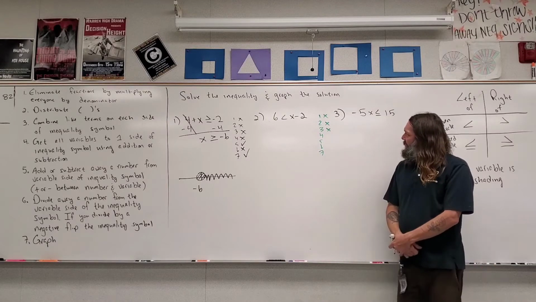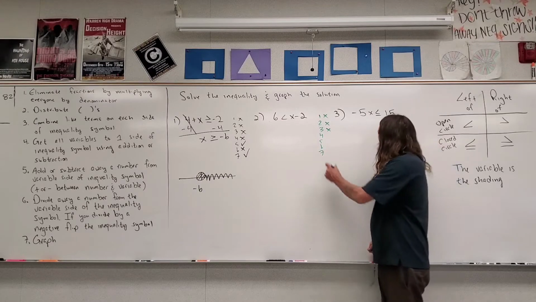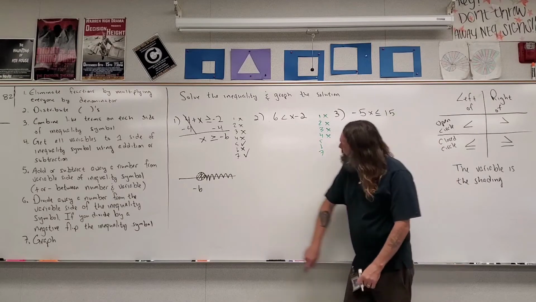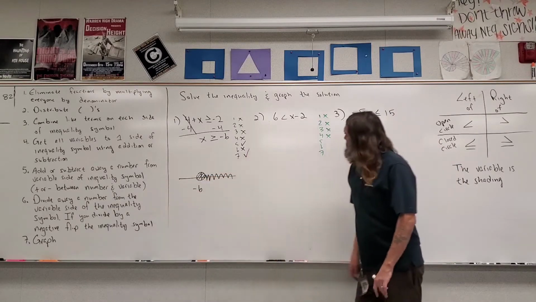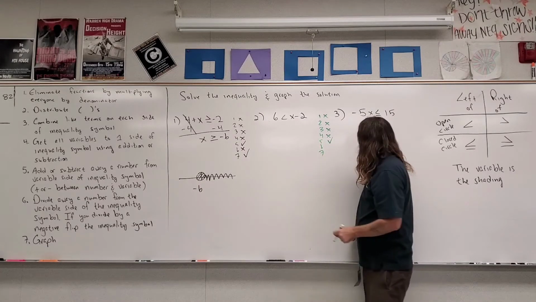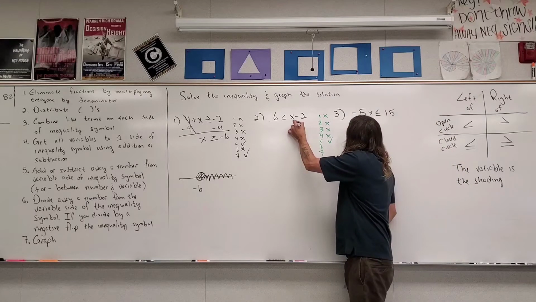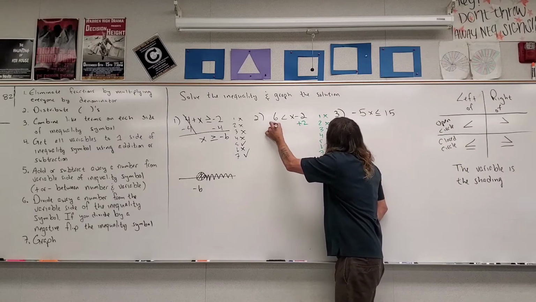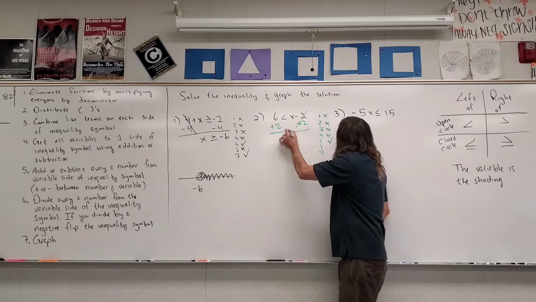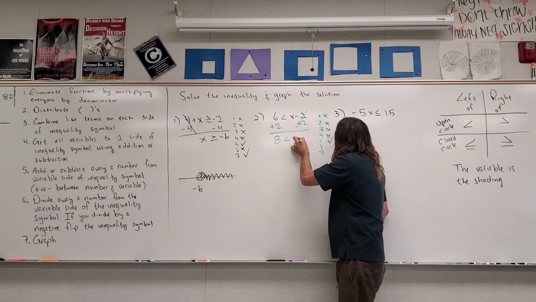Step 4, do I need to get all variables to one side? No, I don't, because all my x's are on one side. Step 5, do I have a plus or minus between a number and a variable? I have a minus between a 2 and an x, so I can do step 5. I can add away the negative 2. So I'm going to add 2 to both sides, getting the x by itself. Those 2's cancel. 6 and 2 give me 8, and 8 is left of the shading.